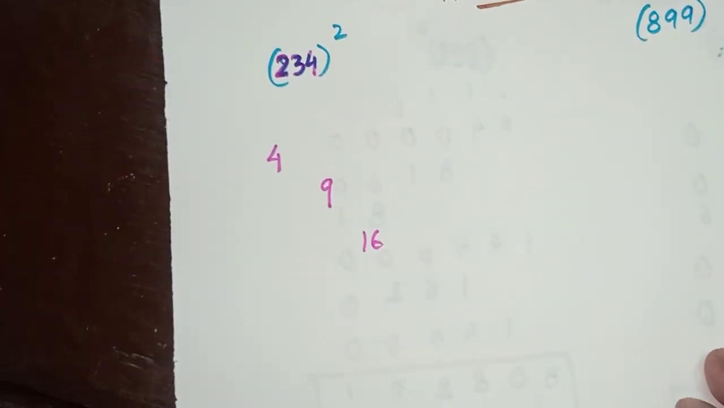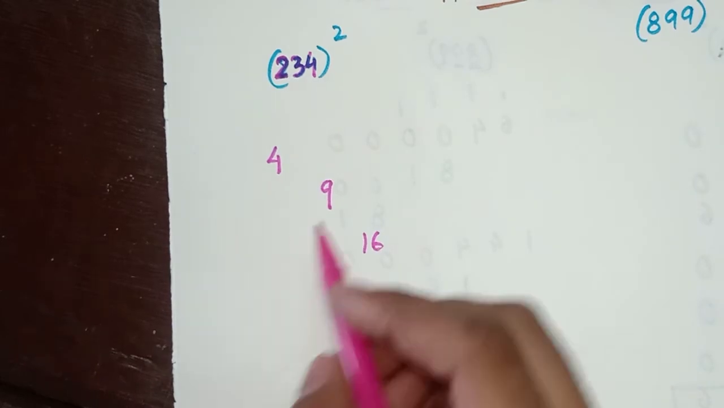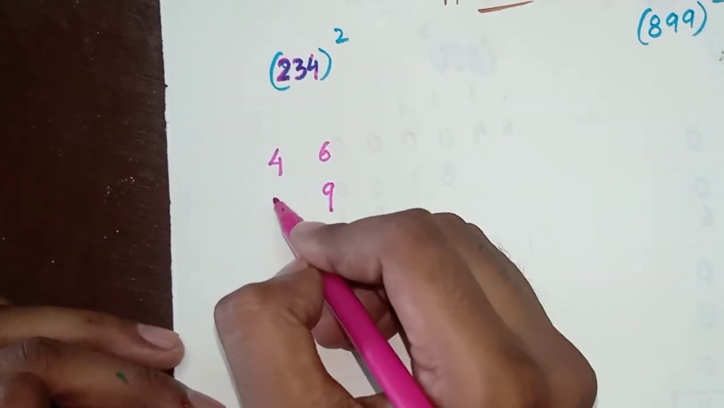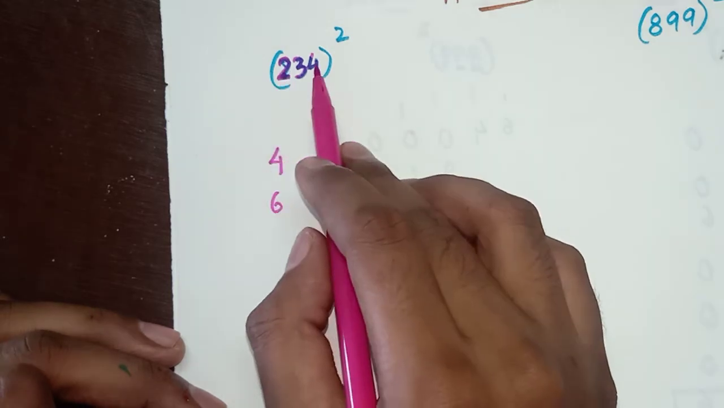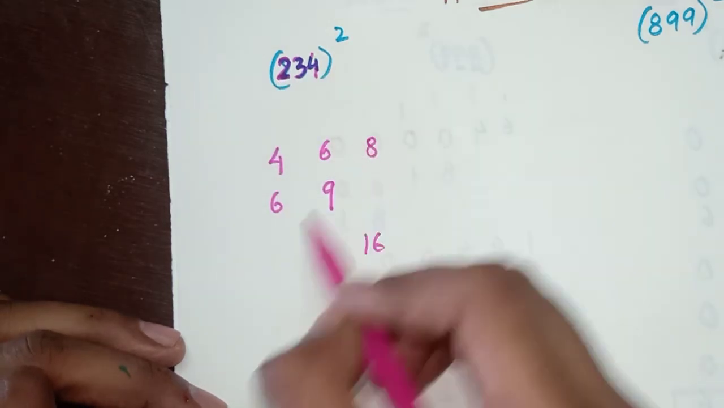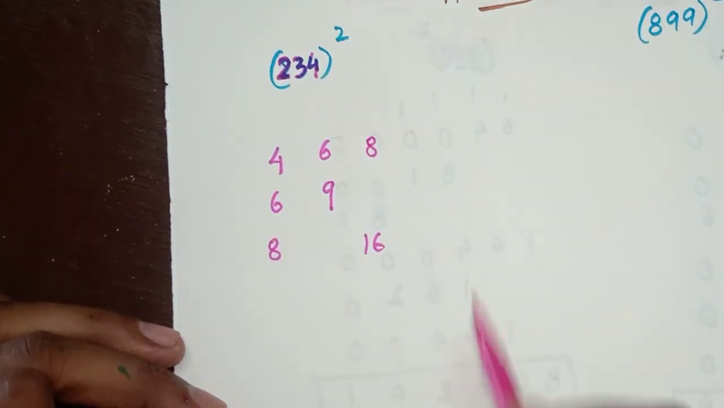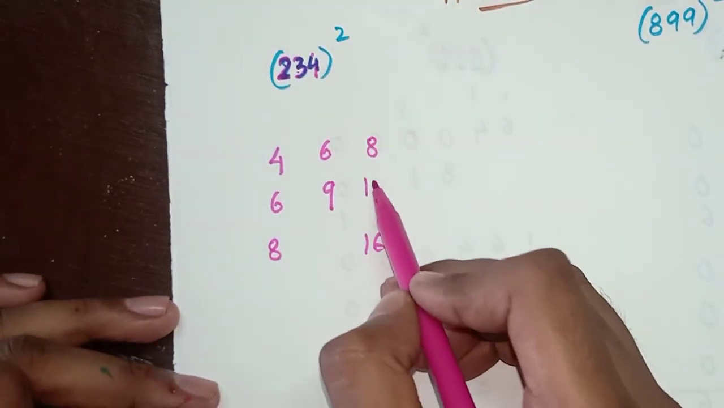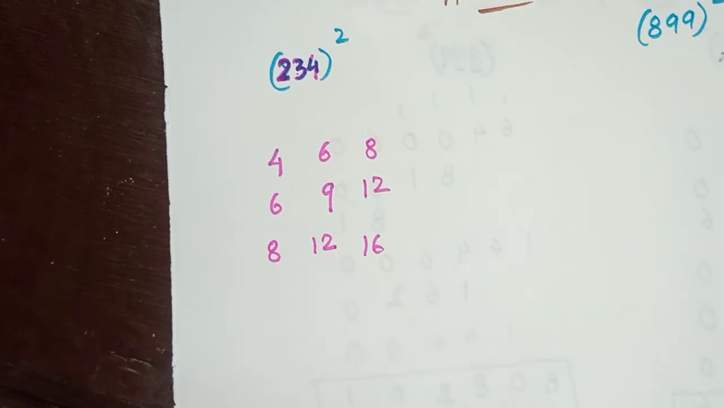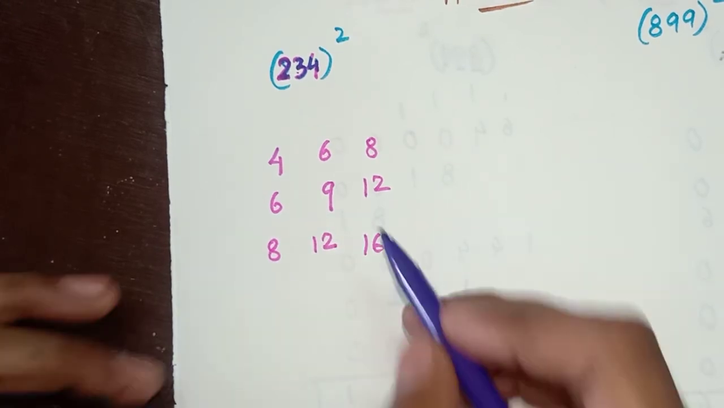Now the product of the first two numbers. 2 3s are 6, so put 6 here and 6 here. Now here, the product of first and the last. So 2 4s are 8, 8. And then the product of the last two. 4 3s are 12, and 12 here. So this is how you make a 3 by 3 small square grid.